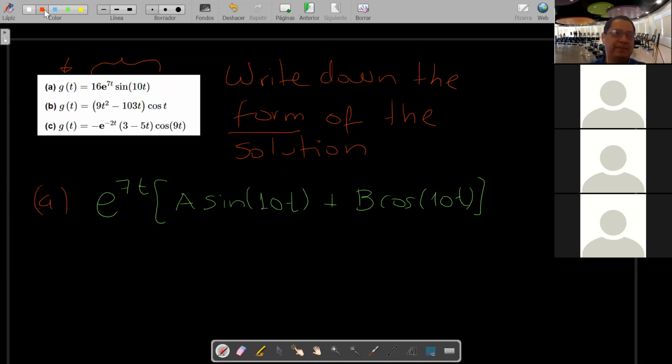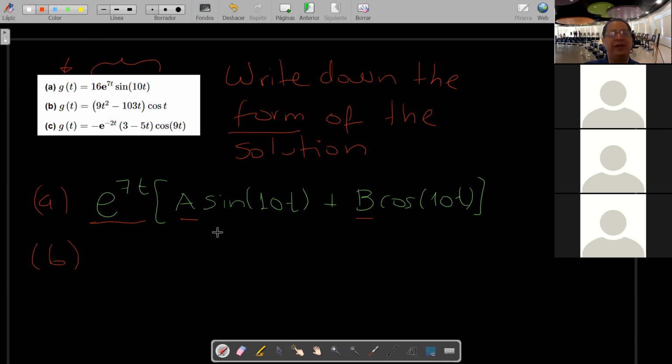Teacher, and what about the 16 we have over there? We just ignore it? You just ignore it. Because it will be absorbed eventually? Exactly. That's why you simply write down the exponential without any coefficient. Here are the coefficients, right?